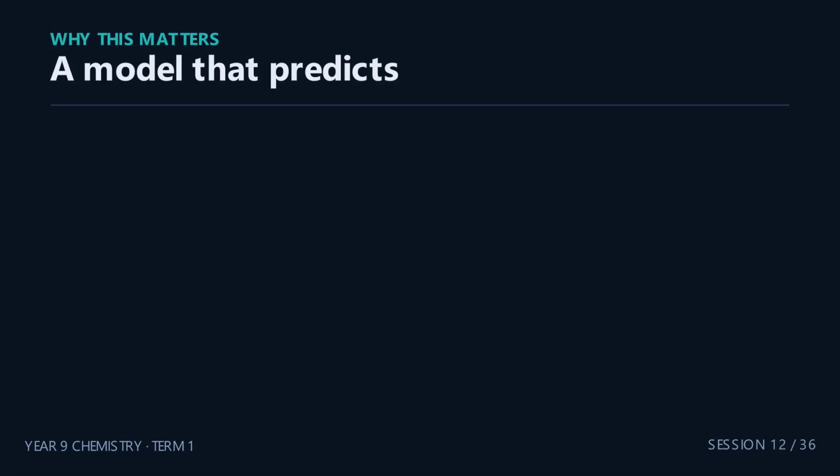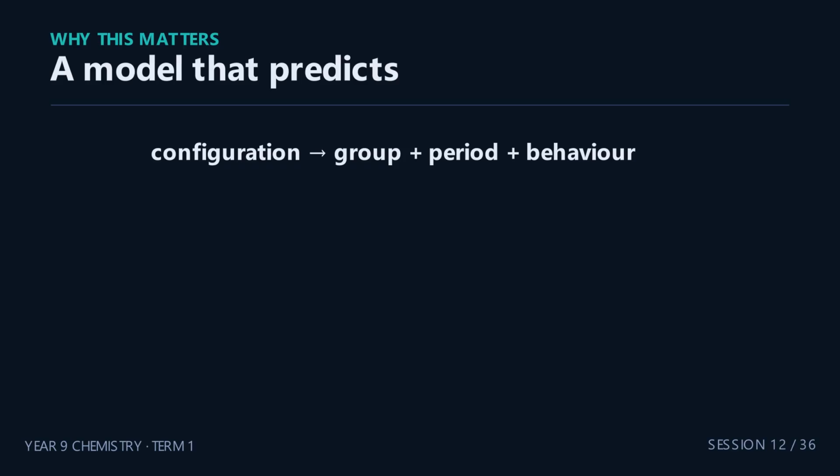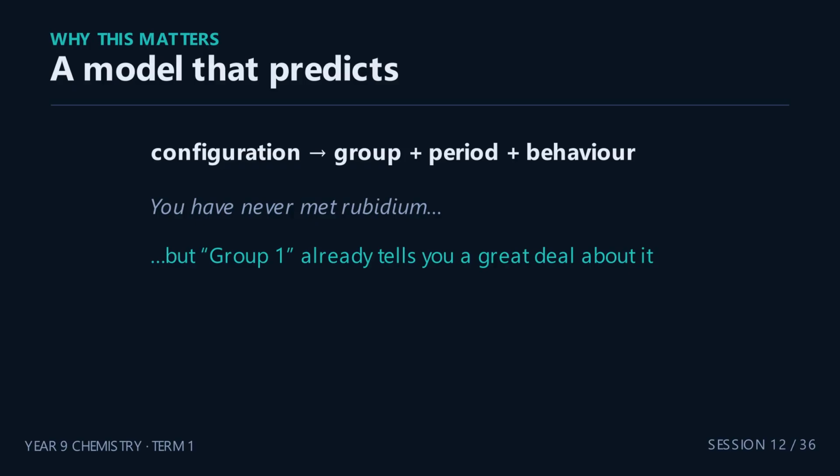One last thought about why this matters. This explanation is more powerful than memorizing lists because it predicts. Give me any of the first 20 elements, and the configuration tells you its group, its period, and roughly how it will behave. You have never met rubidium, but if I tell you it is in group 1, you already know a great deal about it. That is the power of a good model.